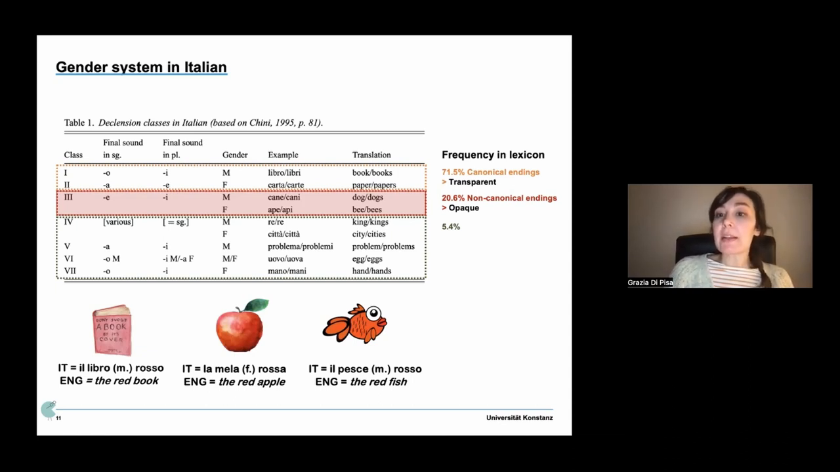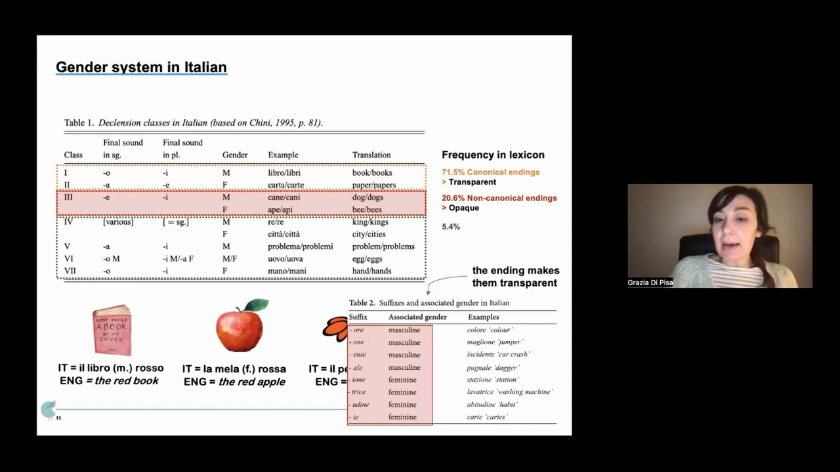In terms of frequency, nouns with canonical endings are also much more frequent in the Italian lexicon, compared to the third class, the nouns ending in E, which are less frequent. Within this third class, there are some endings, some suffixes, that could give an indication about gender, which makes these nouns much more transparent. For example, nouns ending with ore, one, ente, ale are usually associated with the masculine gender, like the noun maglione, jumper, and nouns ending in ione, trice, udine, ie are usually associated with the feminine gender, like lavatrice, washing machine. So whenever you see these kinds of endings, it's like a cue for you to know which gender category it is.